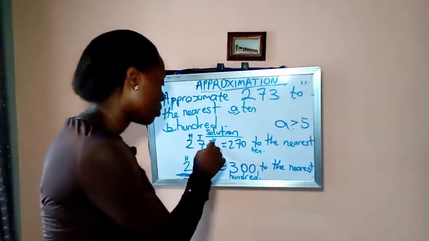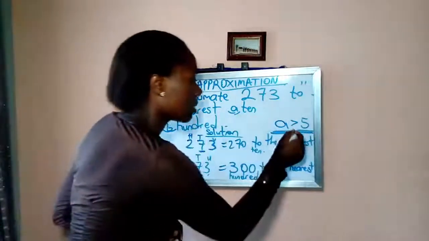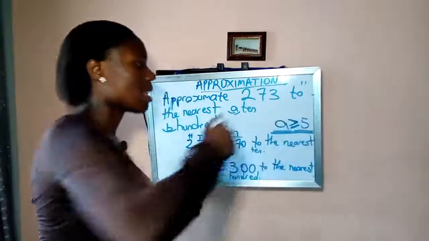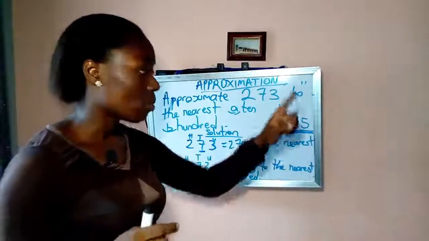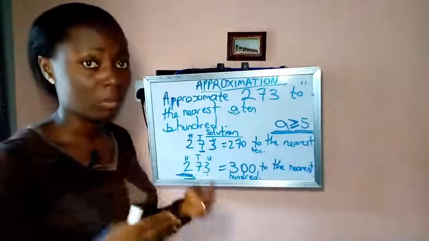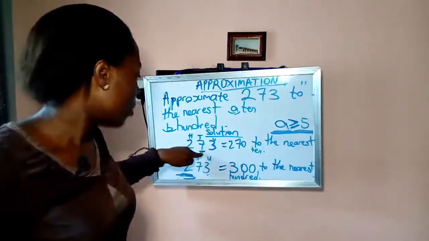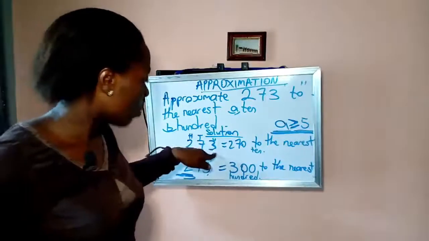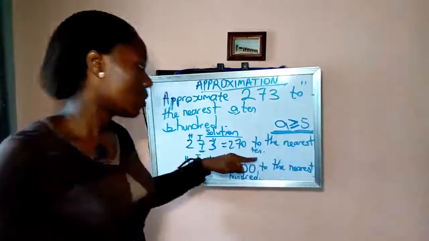We round this down to 0 because it doesn't follow this rule. It's not greater than 5. Or I think it's greater than or equal to 5. Please make that correction: if the number is 5 and above, that's 5, 6, 7, 8, 9, then you can round up by 1 and add it to the number in front. So we have 270, because this is not up to 5. We round it down to 0. Now it becomes 270 to the nearest 10.